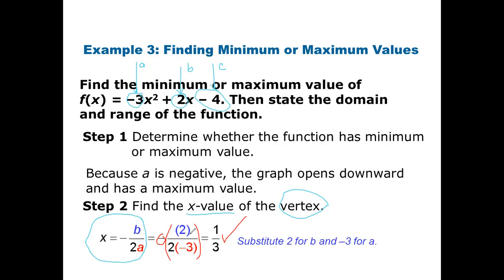-2 over 6. And still we have the negative sign outside. So that is why we get 1/3, positive. Okay? So therefore, the x value of the vertex is positive 1/3. Okay, so next.